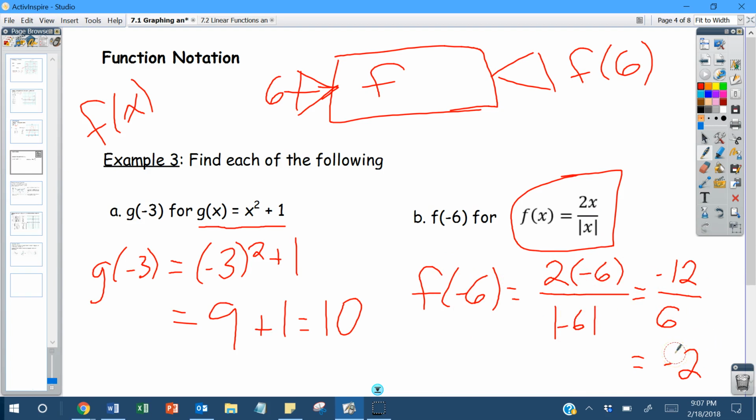This is not that different than what we just did where we stuck in an x and we found out what the y was. But now we're calling the y f of x or g of x or something like that. So oftentimes you'll see these things substituted. So y is the same thing as f of x in a lot of cases when you're graphing things.